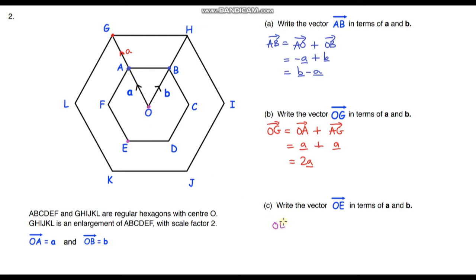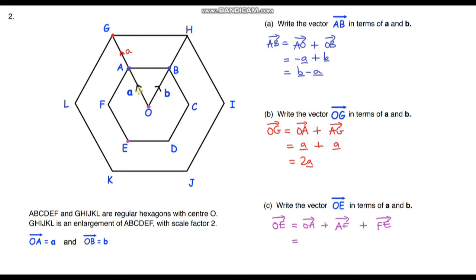Let's write this down. So vector OE, well, that's going to equal vector OA plus vector AF plus vector FE. I'm going all the way around the outside. So what are each of these vectors?